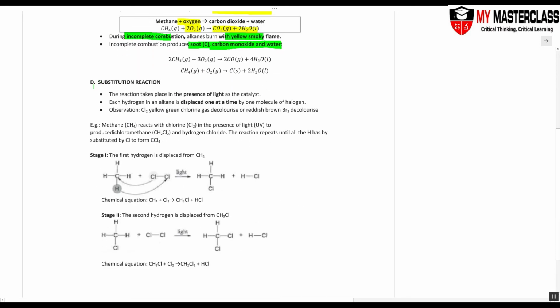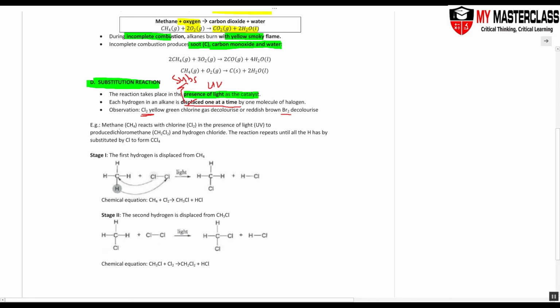Okay, the next reaction we are going to look at is the substitution reaction. Substitution reaction takes place in the presence of light as the catalyst. Let's be accurate, write UV here: presence of UV light. Each hydrogen atom in the alkane is substituted one at a time by one halogen molecule. Your common halogens, from group 7, are mostly the ones that have color, your chlorine and bromine.